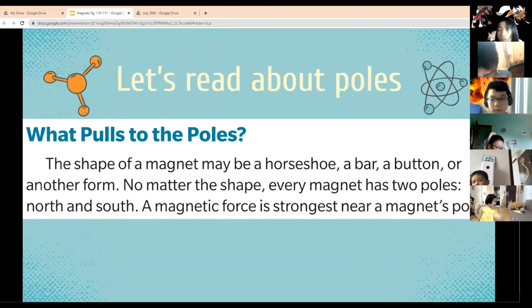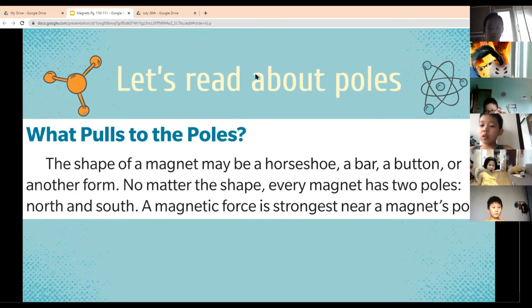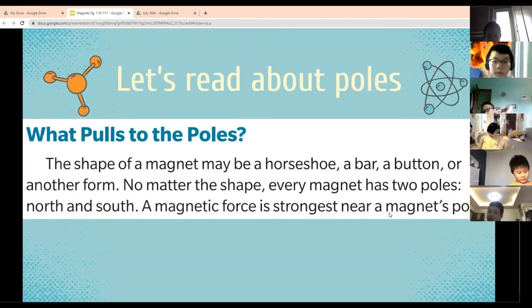Okay, and Misha, can you read the last sentence? We already read that one. Can you read the next one? A magnetic force is strongest near a magnet's poles. Can you say the word magnet? Magnet. Very good. Near a magnet's poles. Very good.